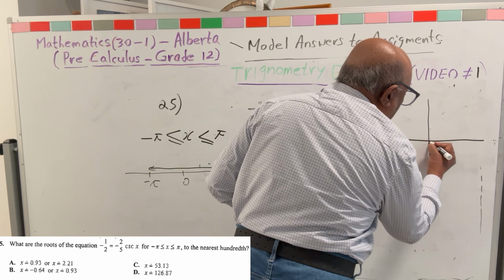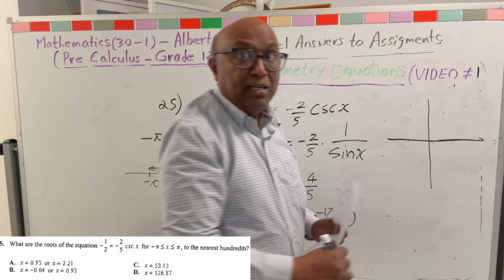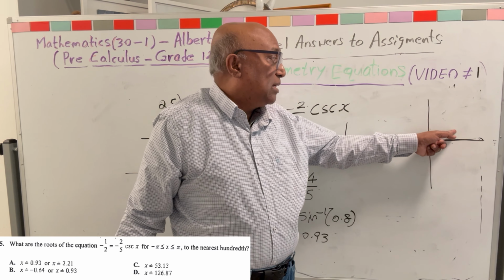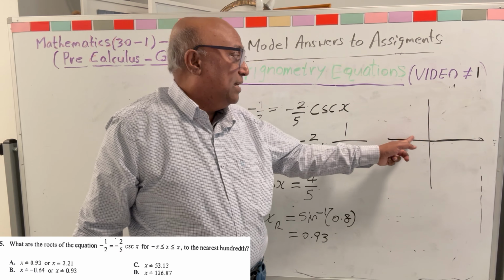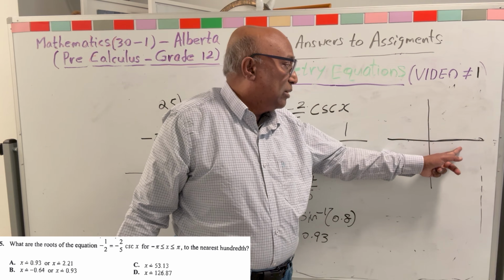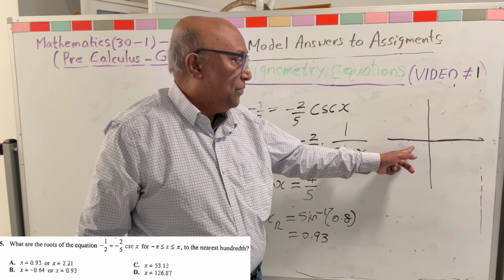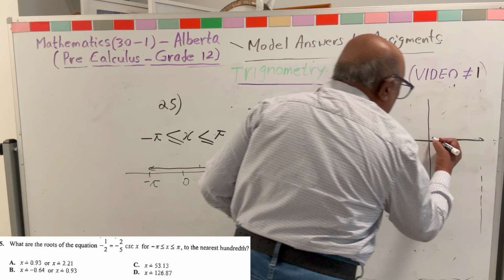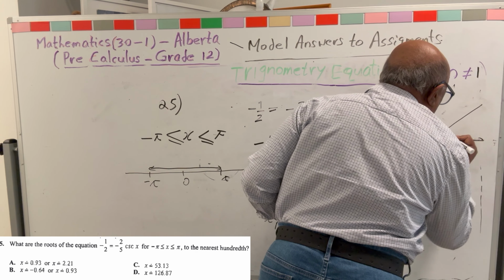Start to measure from negative pi to positive pi. Where is positive pi? We are measuring an angle from the positive x-axis. If you measure the angle counterclockwise, we get pi here. If you measure the angle clockwise, we get negative pi here. Okay, let's mark this angle. This is one reference angle, 0.93.